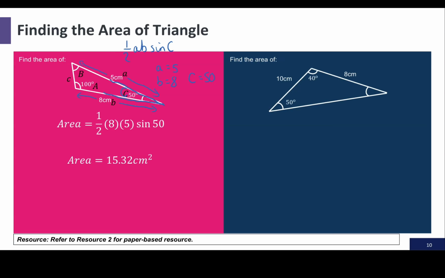Here is your question. Pause the video and have a go now. Here is the solution. Two sides and the angle between.